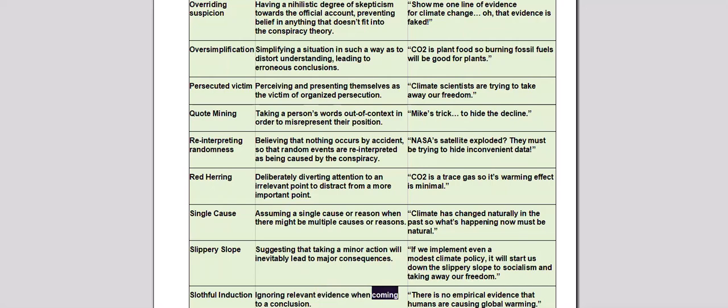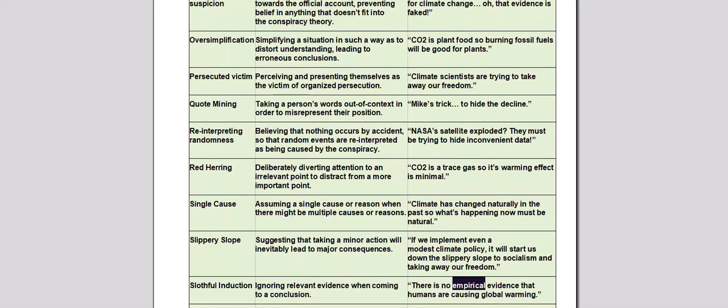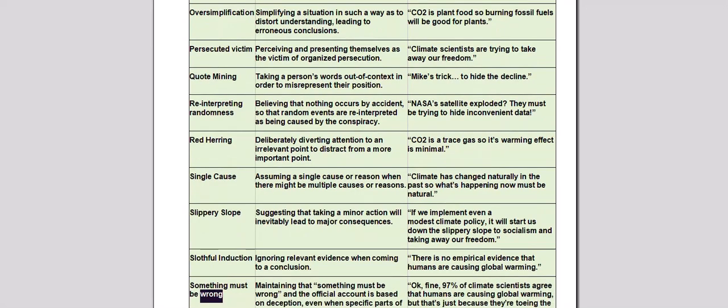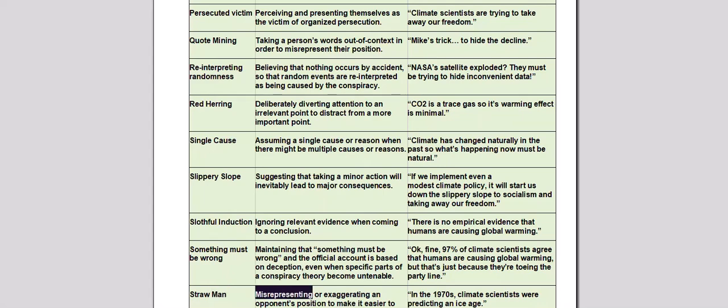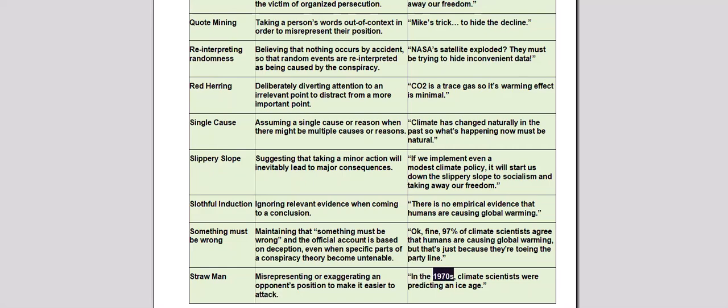Slothful induction: ignoring relevant evidence when coming to a conclusion. There is no empirical evidence that humans are causing global warming. Something must be wrong: maintaining that something must be wrong and the official account is based on deception, even when specific parts of a conspiracy theory become untenable. Okay, fine, 97% of climate scientists agree that humans are causing global warming, but that's just because they're toeing the party line. Straw man: misrepresenting or exaggerating an opponent's position to make it easier to attack. In the 1970s, climate scientists were predicting an ice age.